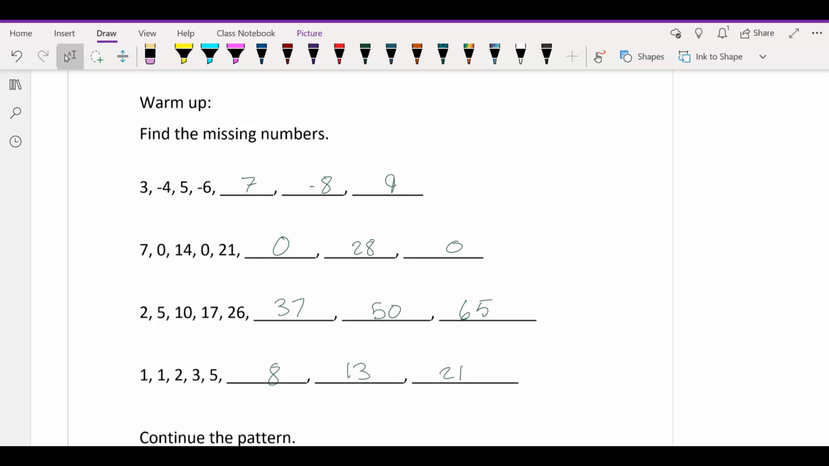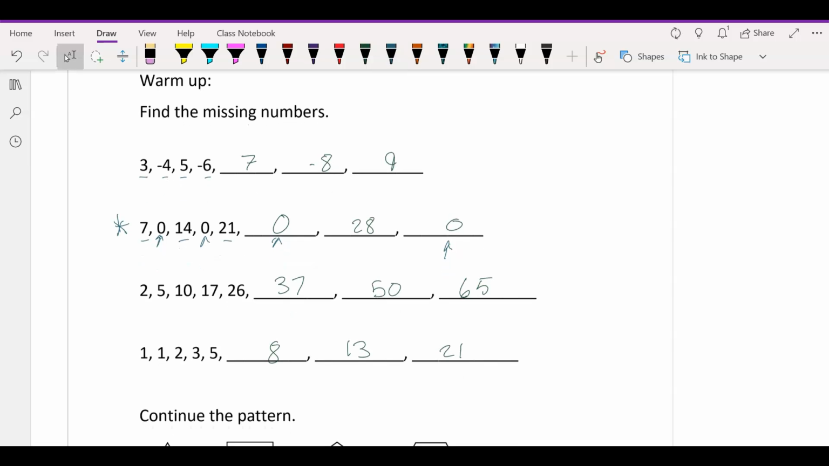Alrighty, so taking a look here, in the first example, we have them going from being positive to negative, positive to negative, and they're increasing by 1. So the next will be 7, then negative 8, and then 9. Next, in the second example, we have here 7, 0, 14, 0, 21. So in between each of them is going to be a 0. So we're going to have 0, 0, and then skip over here to 0. And then as we look here, we go from 21, we're going to add 7 to that and get 28.